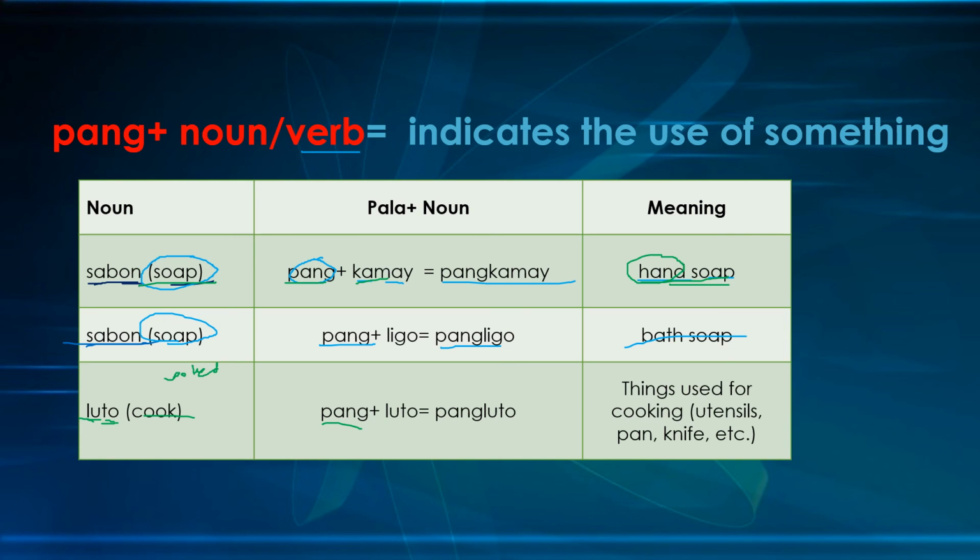Pangluto. So we can say that the thing is used for cooking generally. And some examples of those things are utensils, frying pan, knives, and other things.